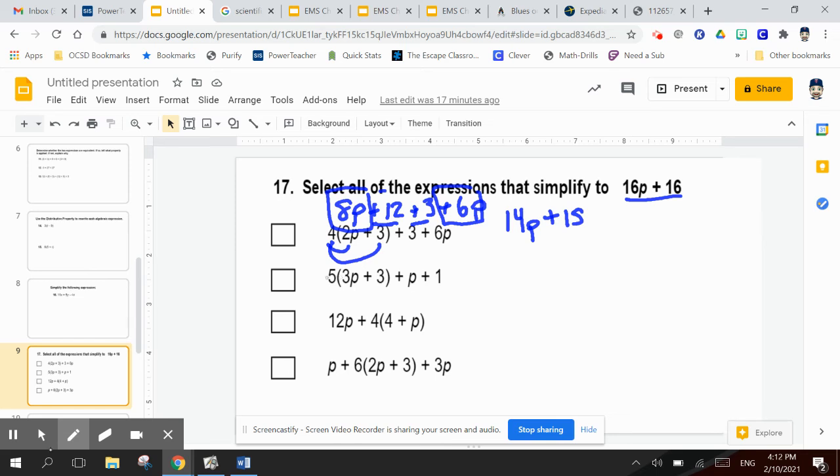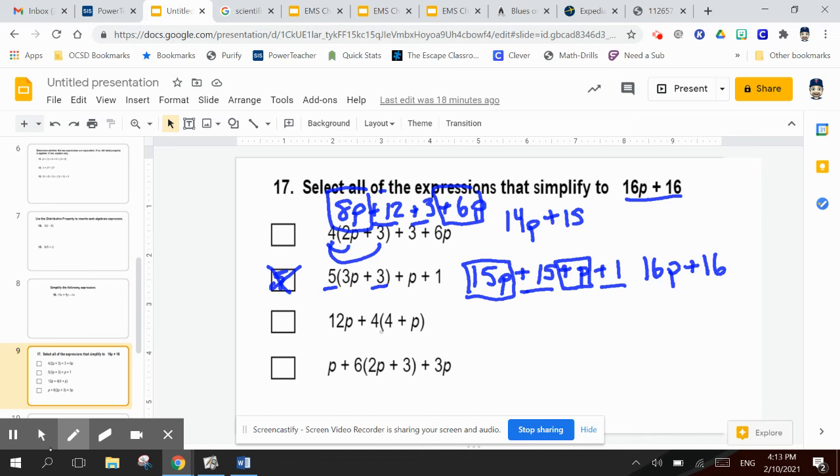The second one, 5 times 3p is 15p. 5 times 3 is 15. Plus p plus 1. 15 p's plus 1 more p is 16p. 15 plus 1 is 16. 16p plus 16 equals 16p plus 16. Yes, so I can cross it in or fill in my box, whichever one I'd like to do.